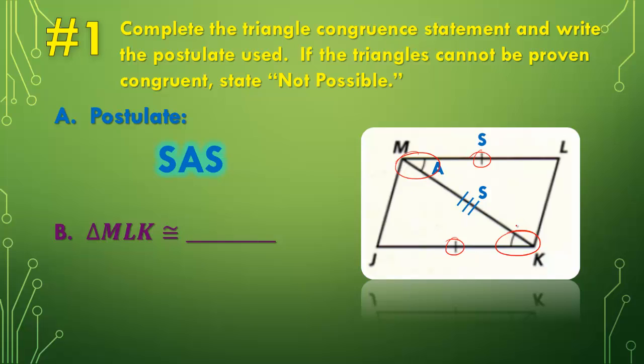So for the congruence statement, remember the order is important. I have to start at the small angle here, the one that is congruent. So angle M is congruent to angle K. That would be the next one, and then we go across our congruent side to the L. So in this one, we'd go across our congruent side to the J, which leaves M. So triangle KJM.